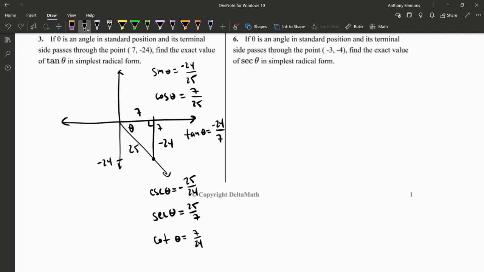So I hope that helps you complete the 6 problems of this type in Delta Math directly in the platform.